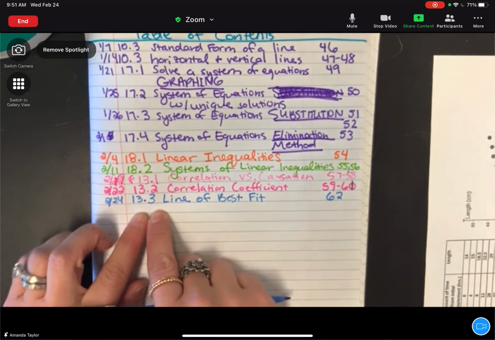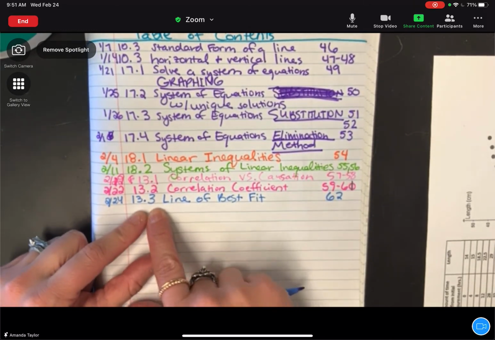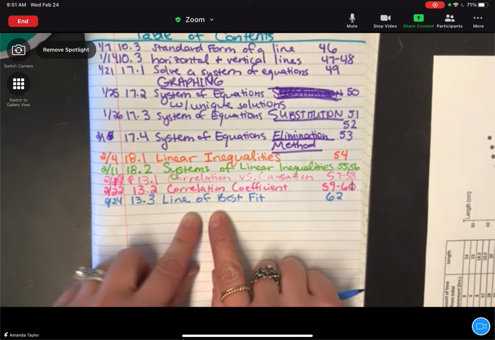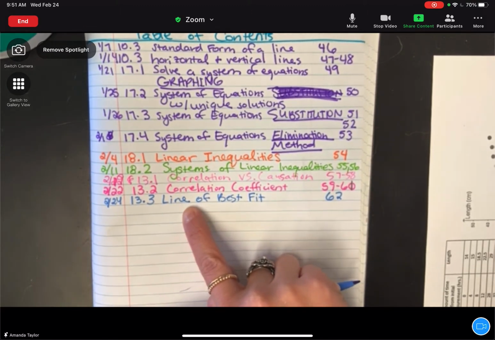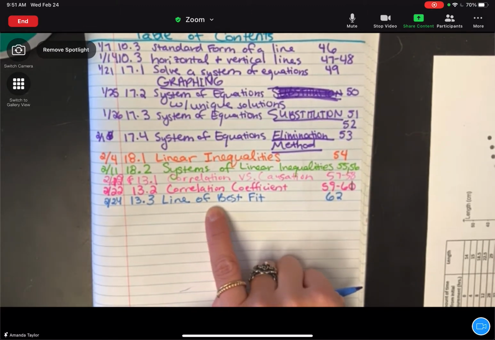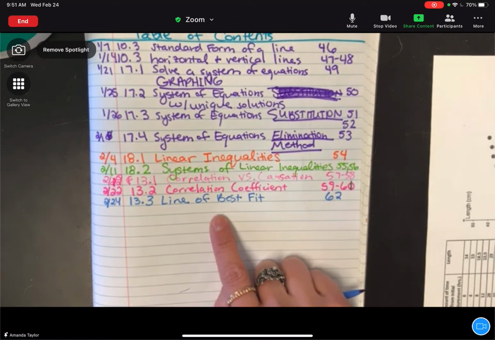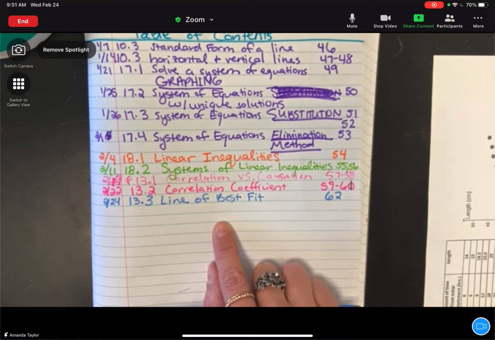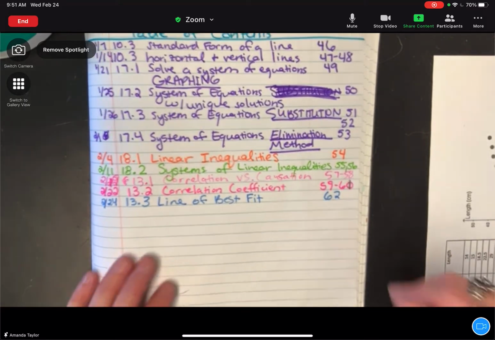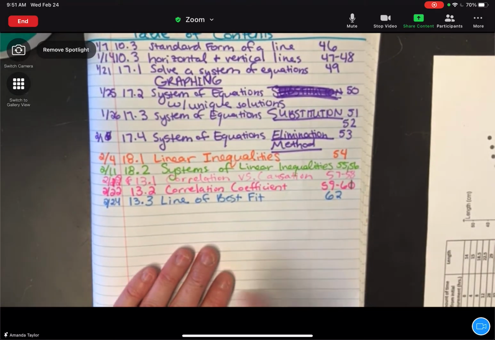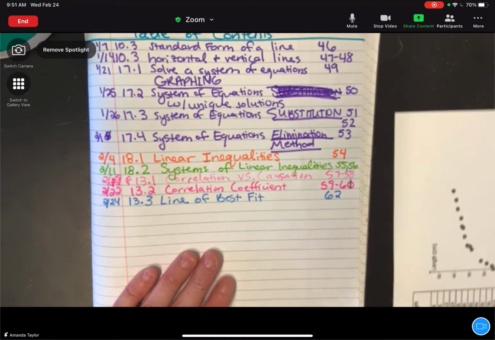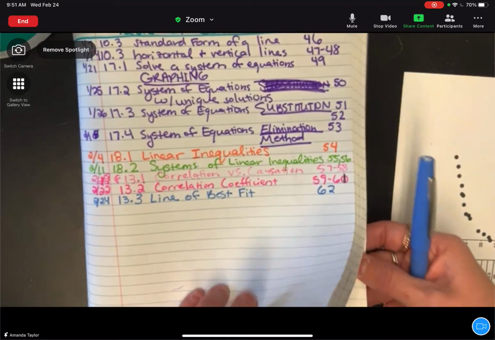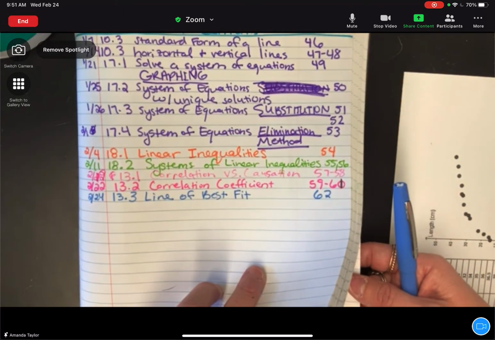Okay, so once again, we're going to do 13.3, line of best fit. We're going to estimate the line of best fit through the scatter plot. The best fit goes through the middle of the scatter plot data. We're going to calculate on the calculator, and then we're going to interpret it with words in the context of the situation, in the word problem. It's only going to be on one page. Page 62, so turn to that page.